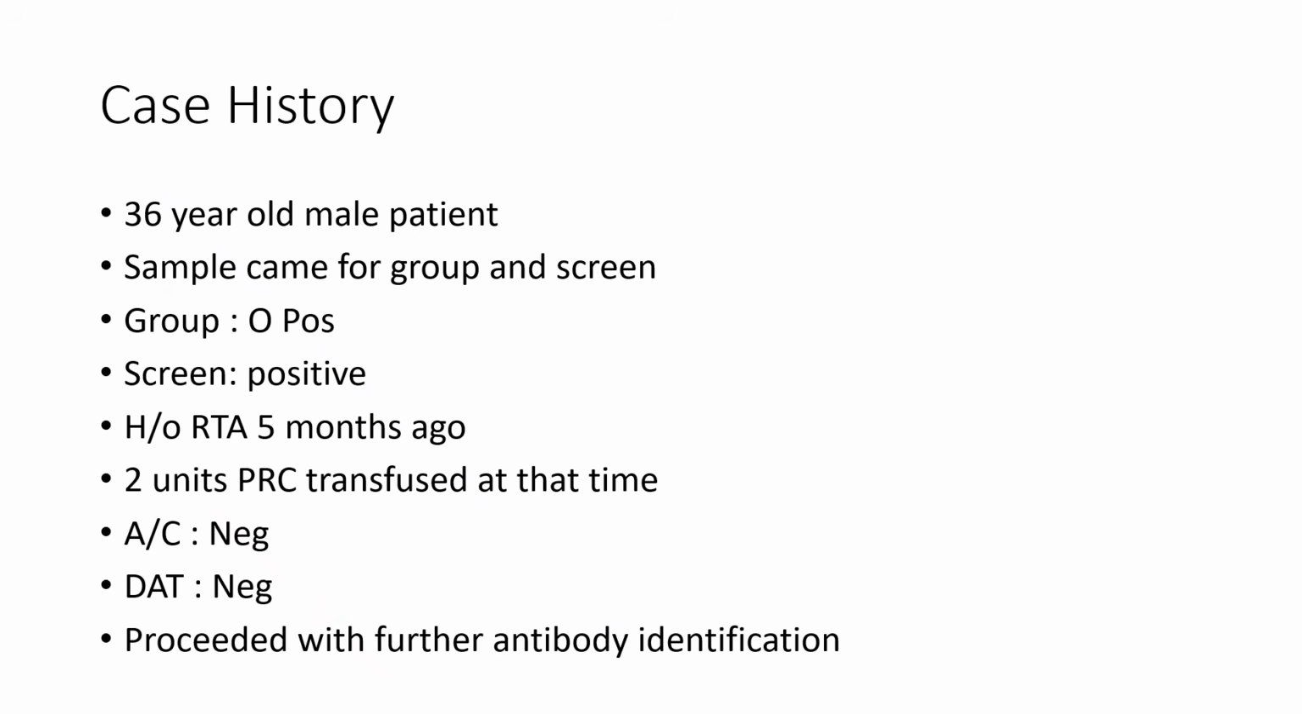This is a case history of a 36-year-old male patient whose sample came for group and screen. His group was O positive and screen came out to be positive. He had a history of road traffic accident 5 months ago. He was transfused 2 units PRC at that time. During the current workup, his autocontrol came negative. We proceeded with further antibody identification.